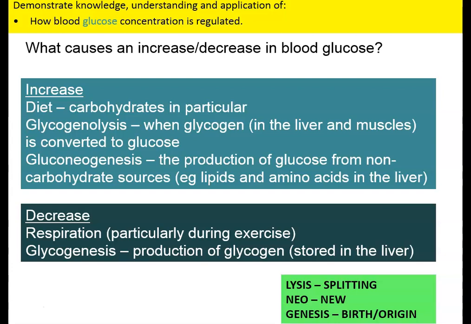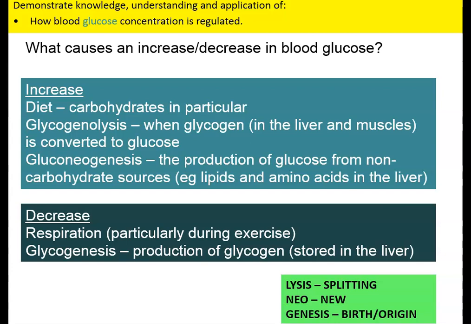And then we have gluconeogenesis. So let's break that word up. Gluco, as in glucose, neo, new, genesis, birth. So we are creating new glucose from something else, and what we're doing is making glucose from a non-carbohydrate source, such as a lipid or an amino acid.